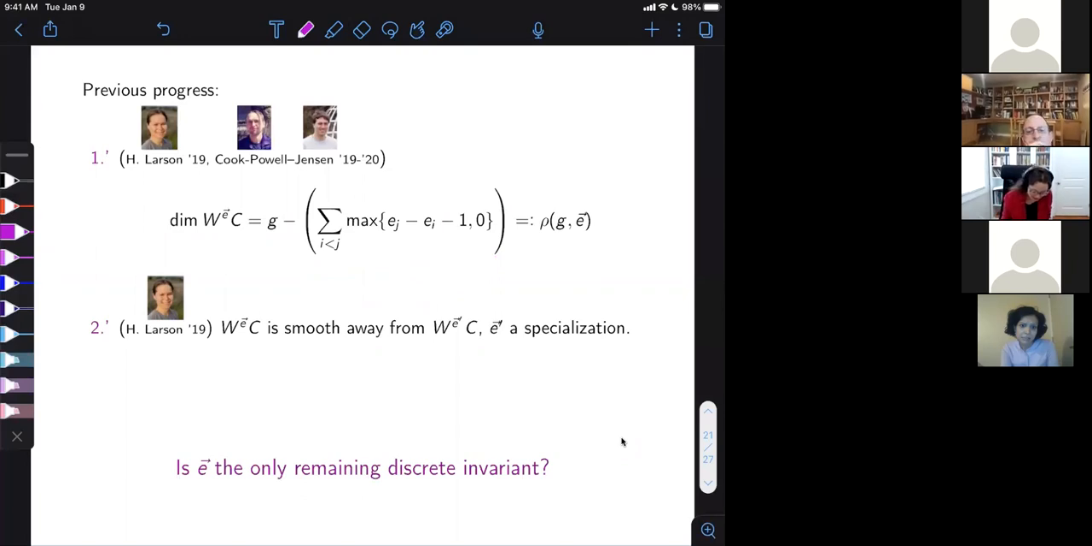And the reason is that these results are local results in nature, right? They tell you about the dimension or the smoothness, they're local results. And this question about irreducibility, that's a global result. And the global results were not accessible by the previous techniques for the following reason.